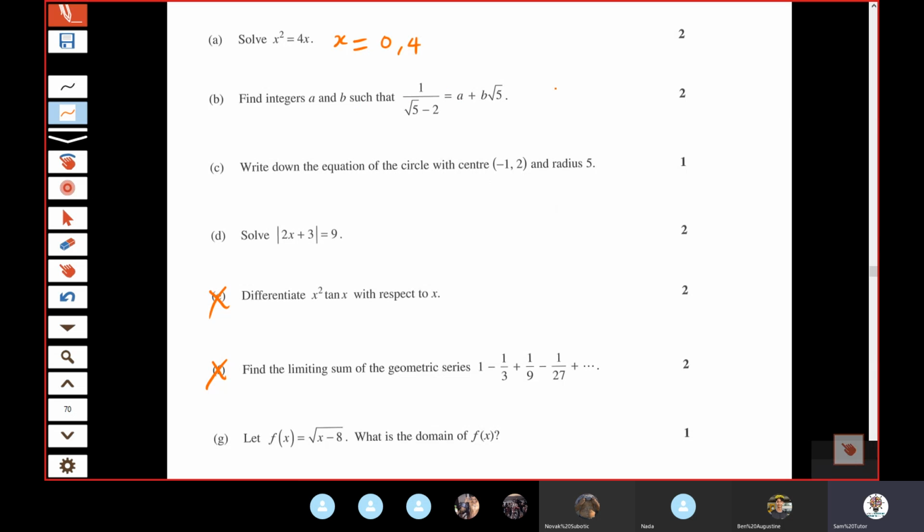Novak, tell us your answer. Root 5 plus 2. That's not right. Oh, because it goes the A and B. My bad. Okay, so your final answer is root 5 plus 2? Yeah. So therefore, what's A and B? So A would be 2 and B would be 1. Unfortunately, if you do leave it as 2 plus root 5, you'll only get 1 mark because the question says find A and B. How to do it? Multiply root 5 plus 2, both top and bottom.